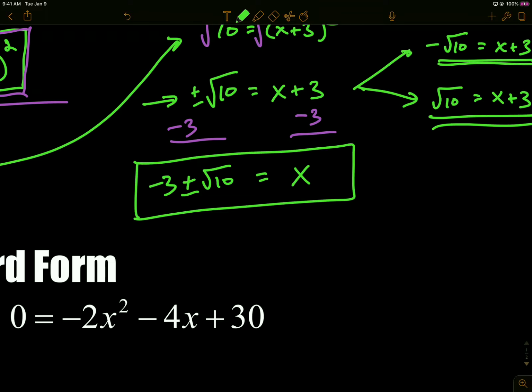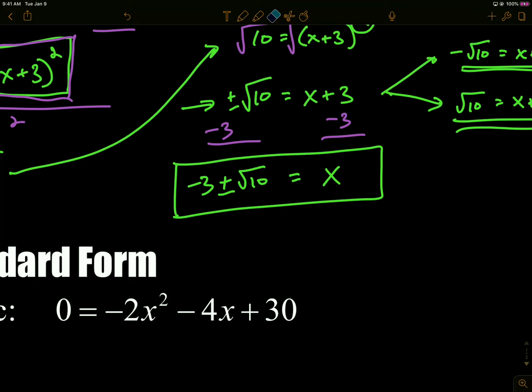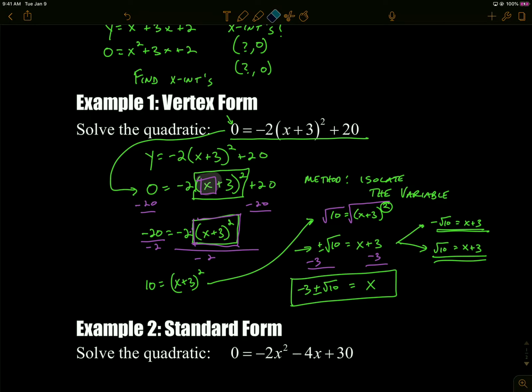You do have to consider simplifying the square root of 10. Now in this case, it's already simplified. But in other cases, you might be able to simplify that to something like 2 times the square root of 5 or something like that. In this case, it doesn't simplify, so that's my final answer. And remember, that's really two answers. Negative 3 plus the square root of 10 and negative 3 minus the square root of 10. Those are my two answers. And that's how we do it if it's in this vertex form.